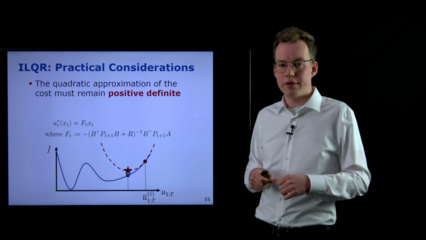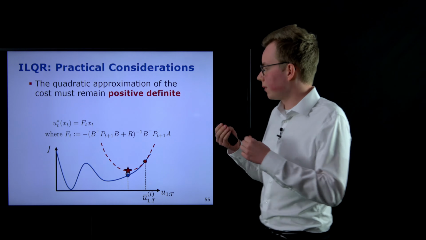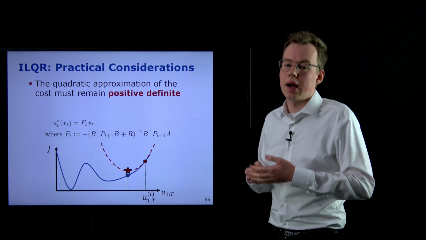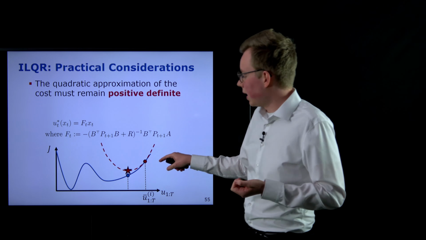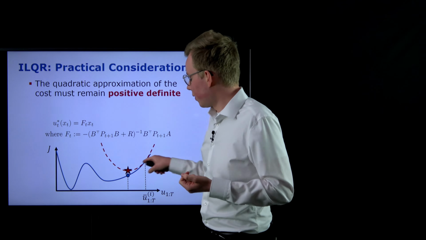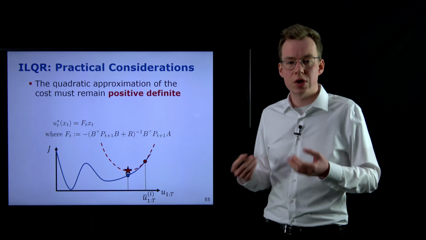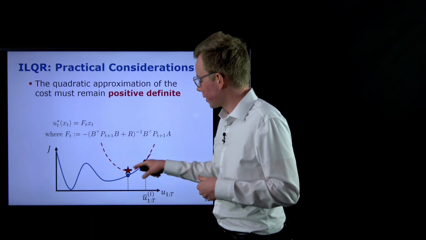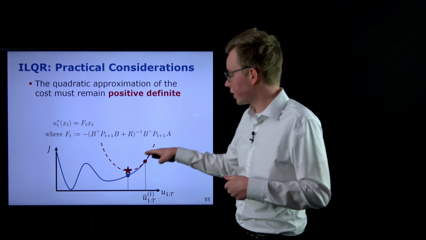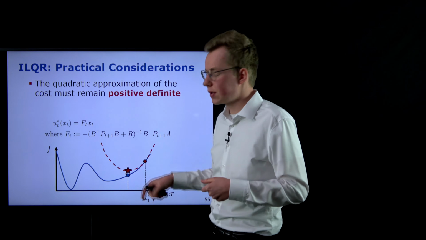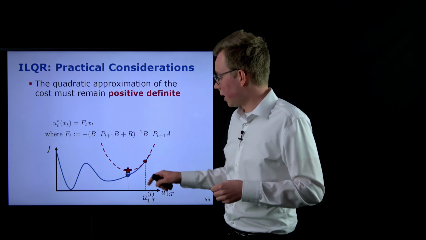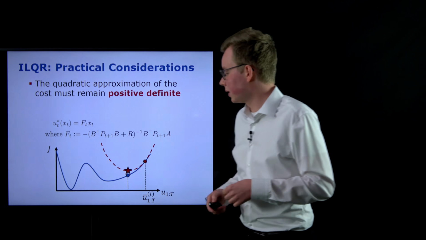remains positive definite, or that our LQR problem remains positive definite. In our original example that we used to visualize this idea, we formed this quadratic approximation and it was nice and upwards curved. When we stepped to that minimum, we would actually make progress to a local minimum of the original cost.